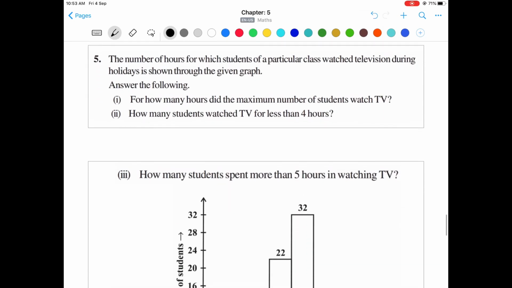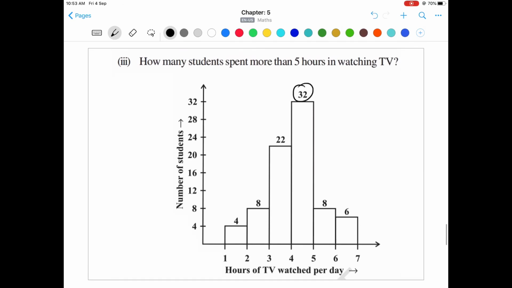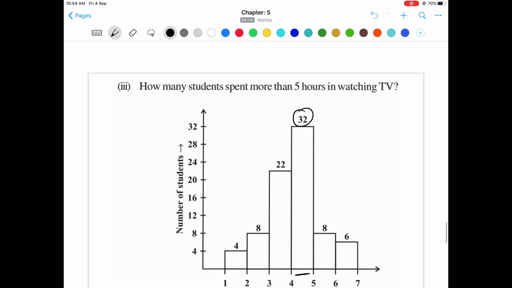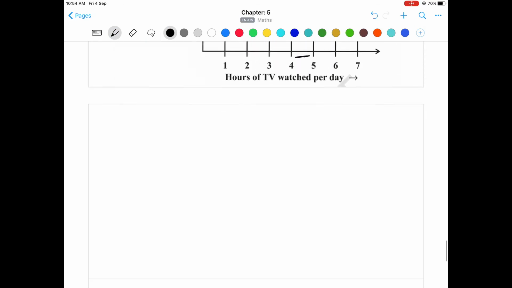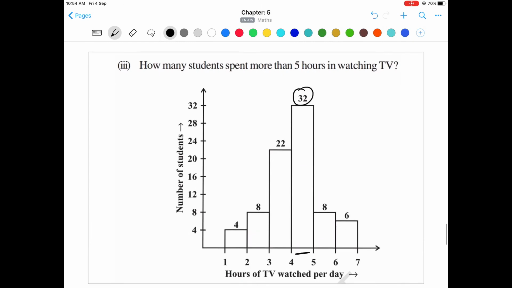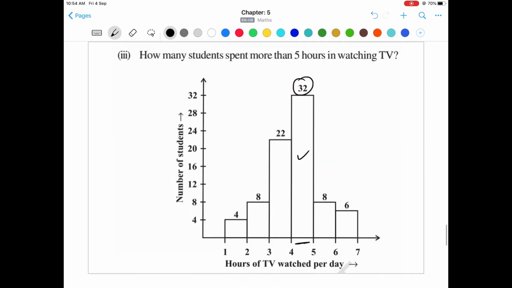Now moving to the last question of this exercise. You are given the number of hours for which the students of a particular class watched television during holidays, shown through the given graph. Answer the following questions. First one is, how many hours did maximum number of students watch TV? As you can see, the maximum number is this. So the maximum number of students watch TV for 4 to 5 hours. So the answer for question number 5, part 1 is, the highest number of students watch TV for 4 to 5 hours.